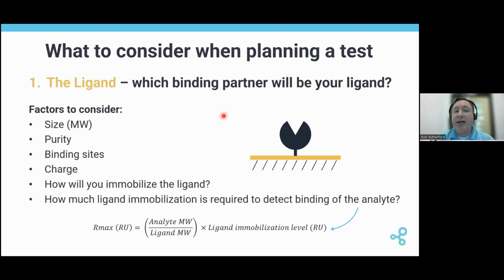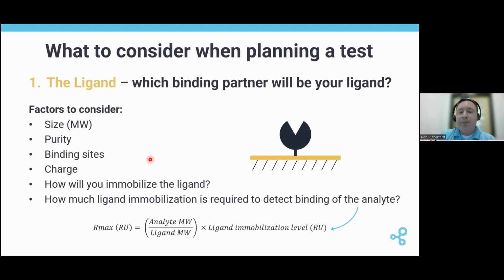So now you've identified which one you're going to make the ligand. How much do you now need to put there? There's no one magic number that fits all, but what we like to do is use this equation you can see at the bottom, where we look at the molecular weight of your analyte and the molecular weight of your ligand, and calculate how much ligand immobilization you need to see in order to successfully move on and have the best chance of seeing your analyte interactions.